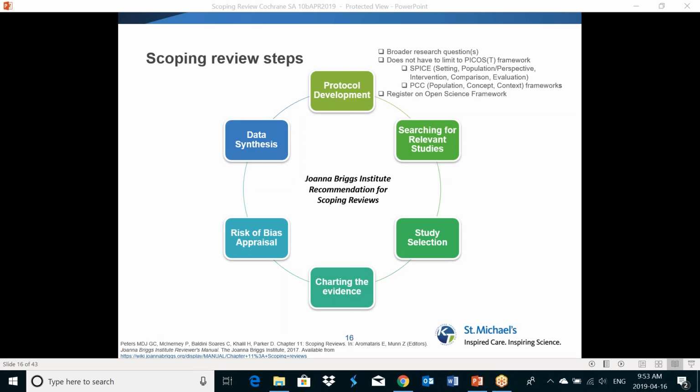Thank you. Another question, can we consider scoping reviews like qualitative research or knowledge synthesis studies? That's an interesting question. For a scoping review, you can do a thematic analysis.